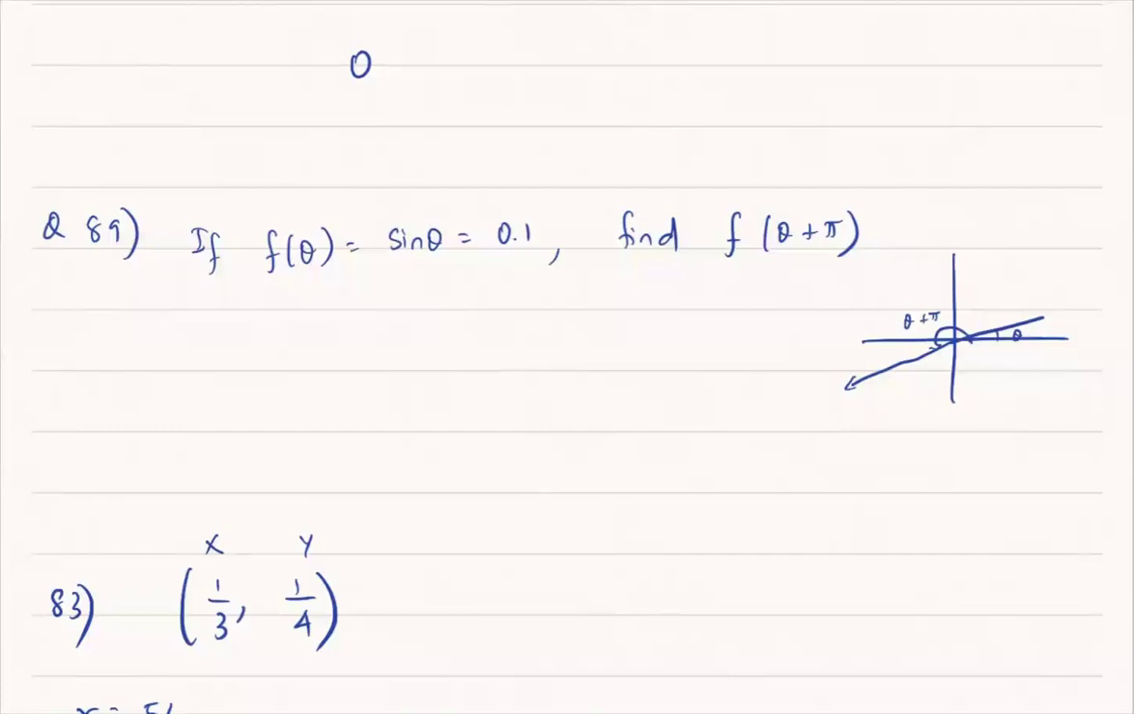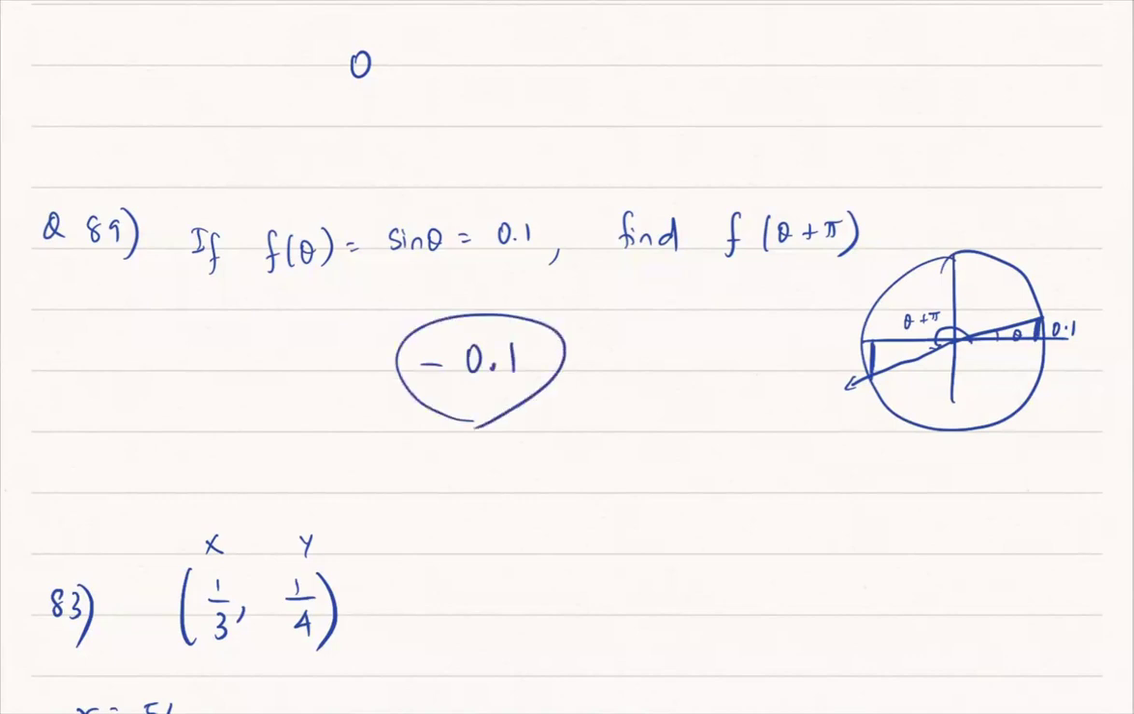Now, if you look at this circle, right? If this one is 0.1, that is the vertical distance. So what do you think this will be? This will be also 0.1. But if you look at it, it is in the third quadrant. So y is also negative. So the answer will be negative 0.1.